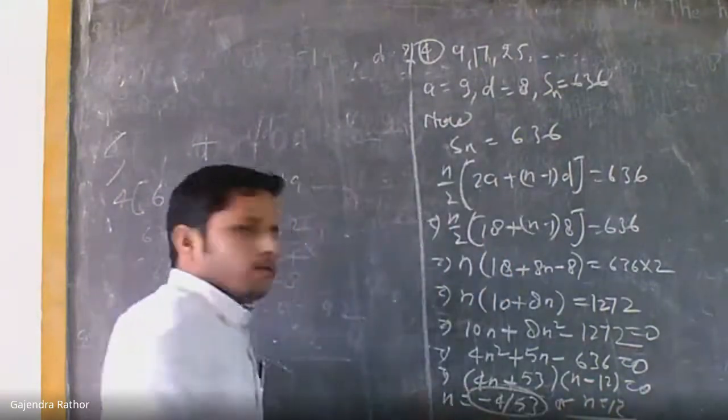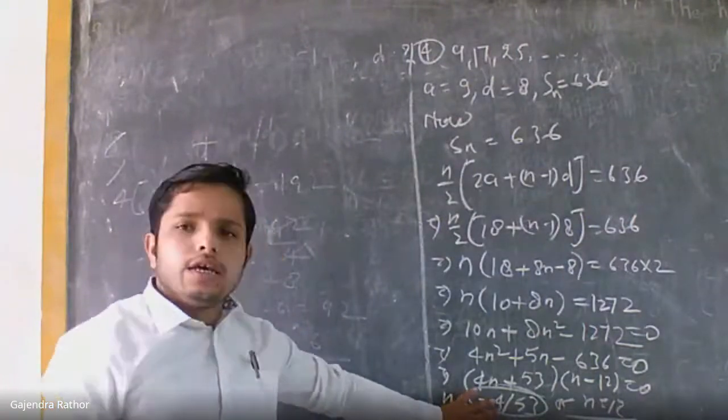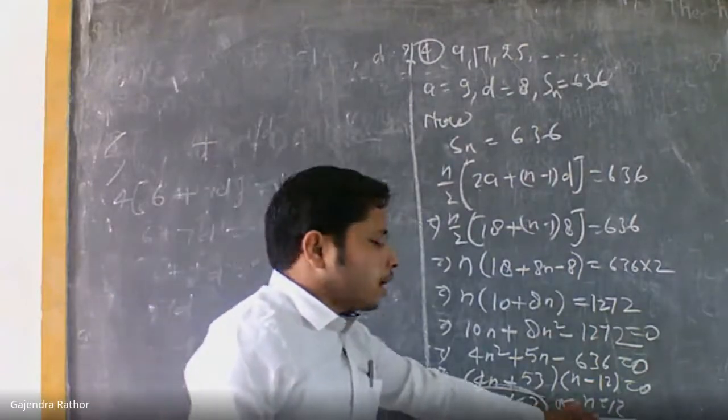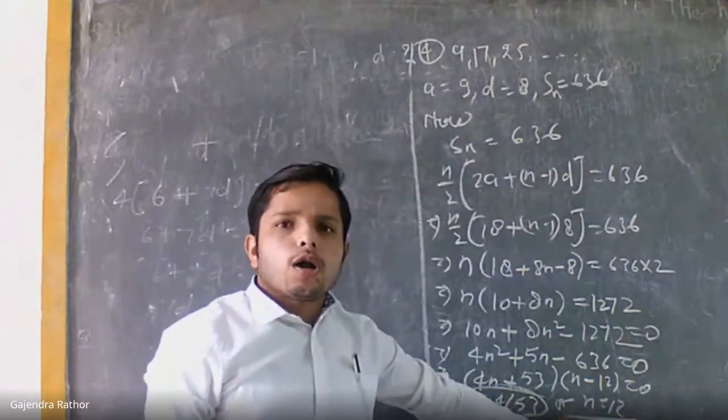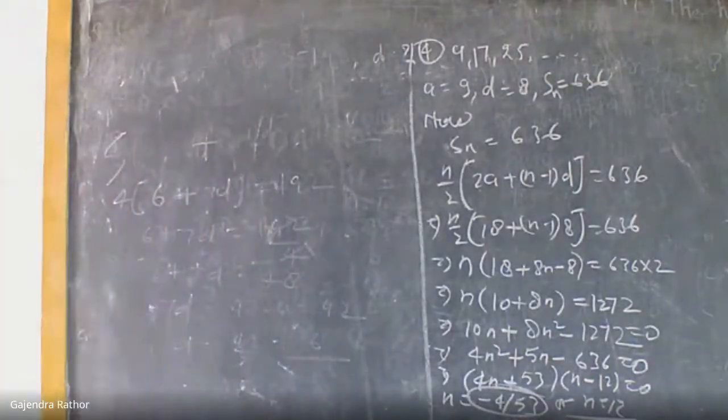We know that the value of n cannot be negative because the number of terms is a natural number. So this is rejected. The right answer for this question, the number of terms, is 12. Yeah, the correct answer is Smita. Very good.